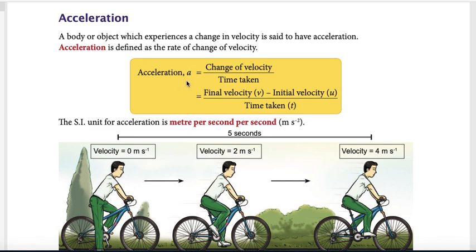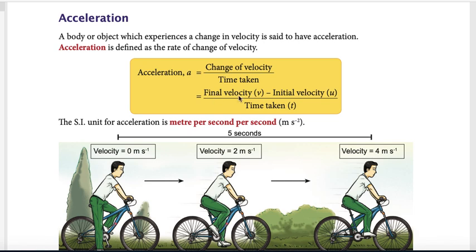To calculate acceleration, we need to find the change of velocity. To find the change of velocity, we need to subtract the final velocity, which is written in a small letter v, with the initial velocity, which is written in a small letter u. And then we will divide with the time taken.